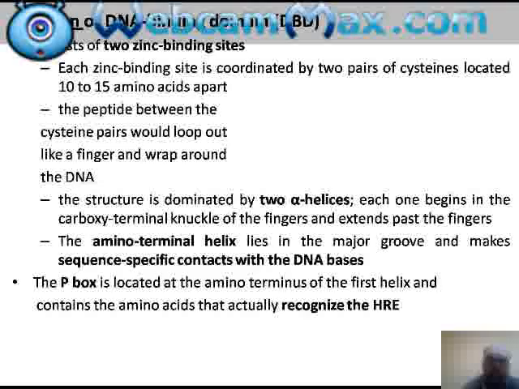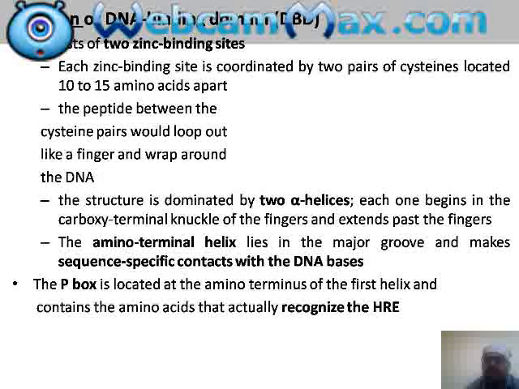Along with this helix, there is a P box which is located at the amino terminus of the first helix and recognizes the HRE, hormone responsive element. So this region is responsible for sequence specific contact with the DNA base and recognizing the HRE. Beyond this, we have other structures which help in dimerization. So let's have a look at that.